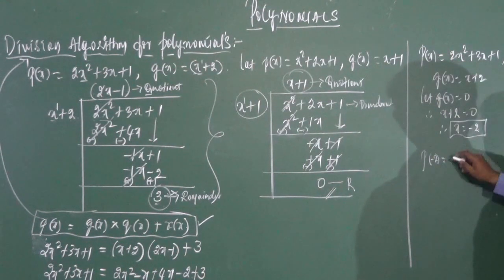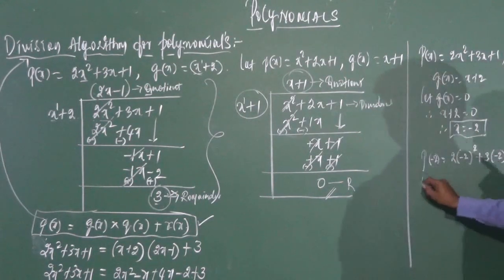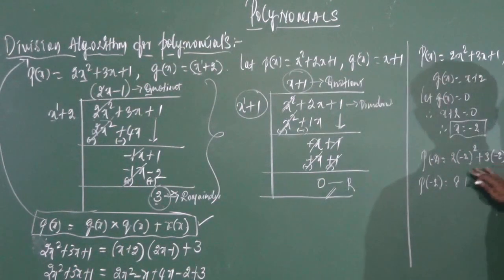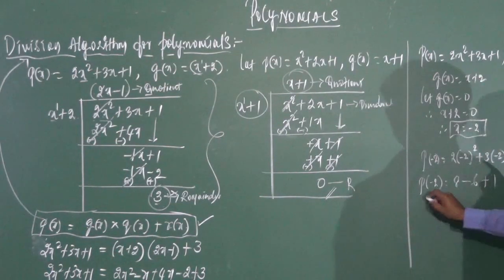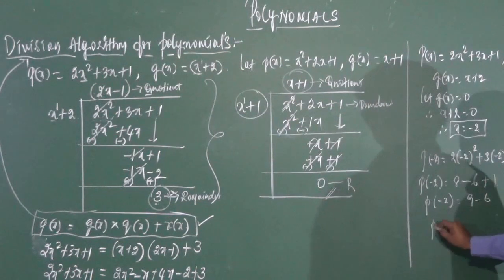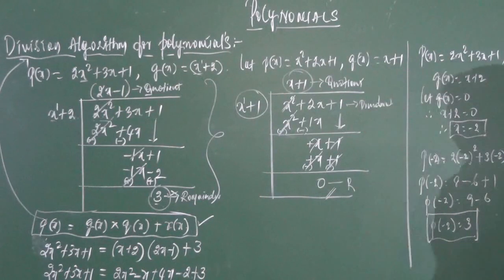So 2x square, so 2 into minus 2 whole square plus 3 into minus 2, where x is there I am going to substitute minus 2, plus 1. So p of minus 2 is equal to minus 2 whole square is 4, 4 2s are 8, plus 3 into minus 2 is minus 6, and plus 1. So p of minus 2 is equal to 8 plus 1 is 9 minus 6. So p of minus 2 is equal to 3. I have got 3.